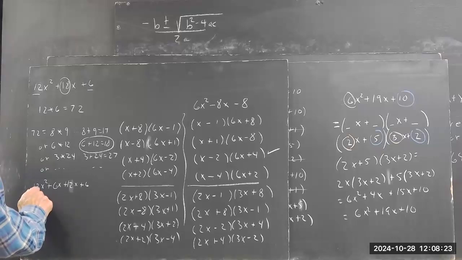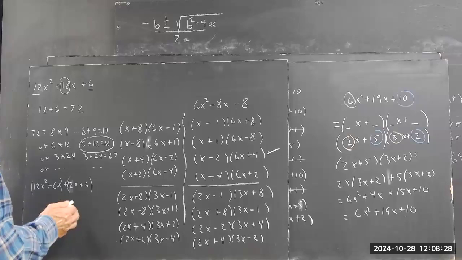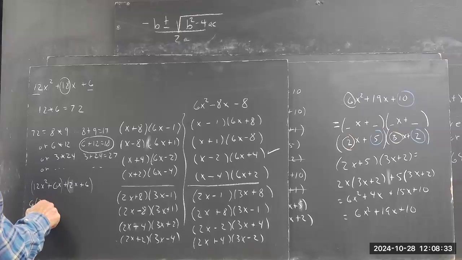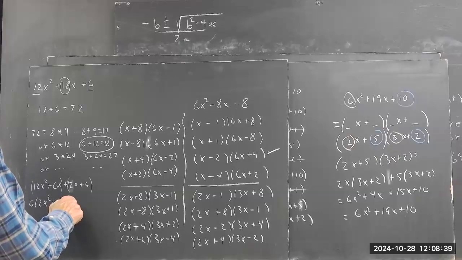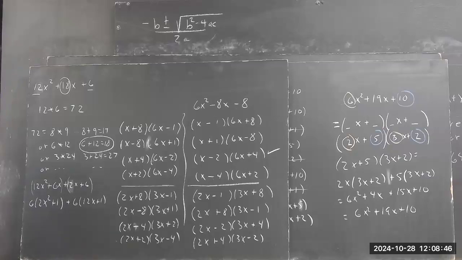You've got 12x squared plus 6x plus 12x plus 6. Okay, now I take these terms here, and I can express this as 6 times 2x squared plus 1, plus 6 times 12x... plus 6 times 2x plus 1. Okay? Make sense? Well, let's see if you follow. I'll explain it a little more thoroughly in a minute. I want to give you a demonstration. Okay.